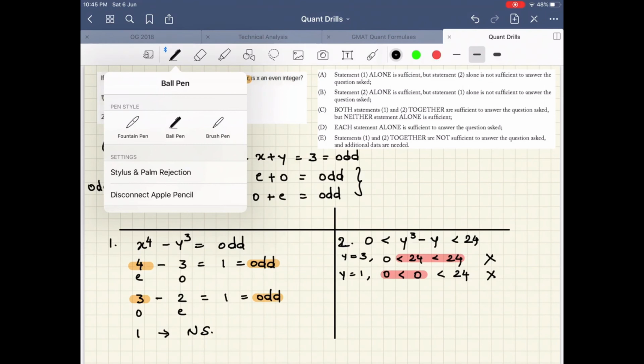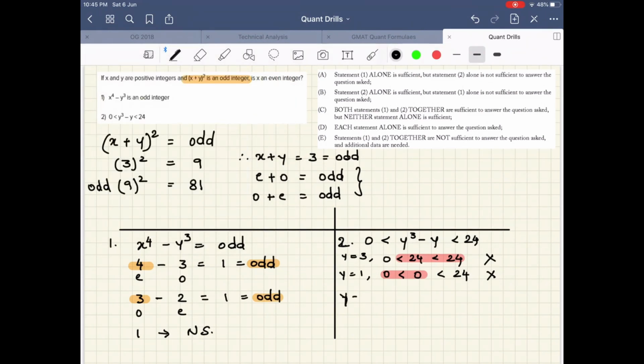Now let's try y with an even number. So 0 is less than 2 cubed, which is 8, 8 minus 2 is 6, which is less than 24. So here this equation is quite good. I can consider this, and here I can clearly say that y is even. So statement 2 is sufficient.